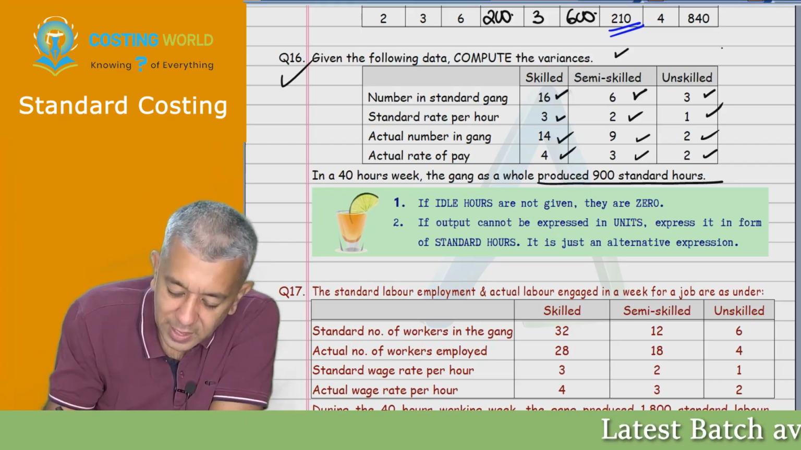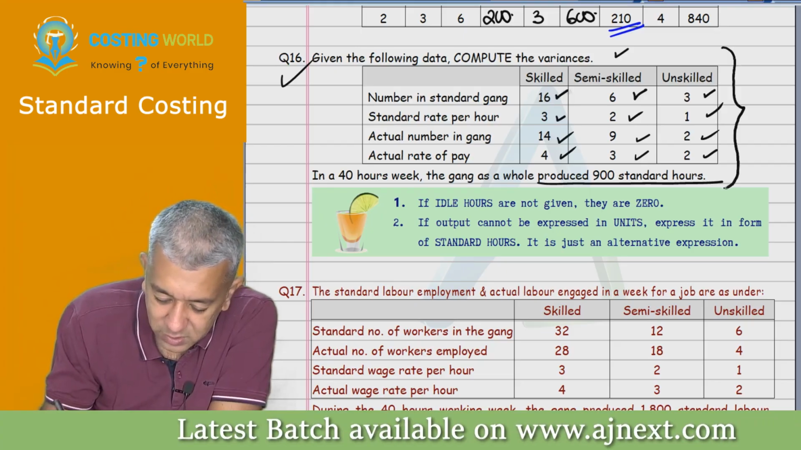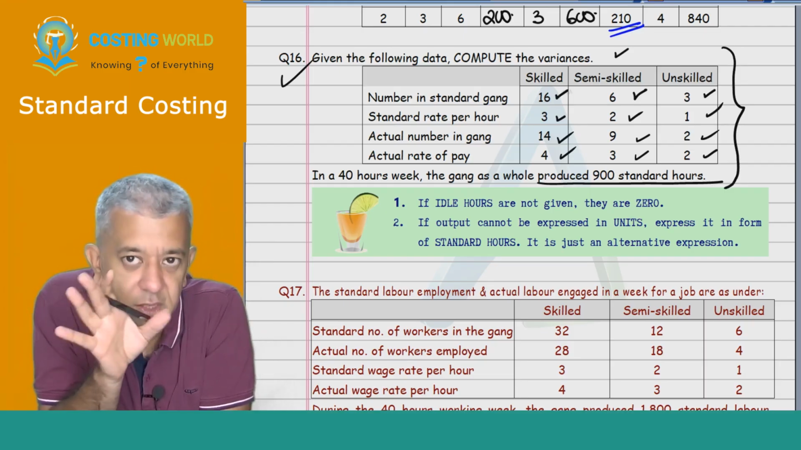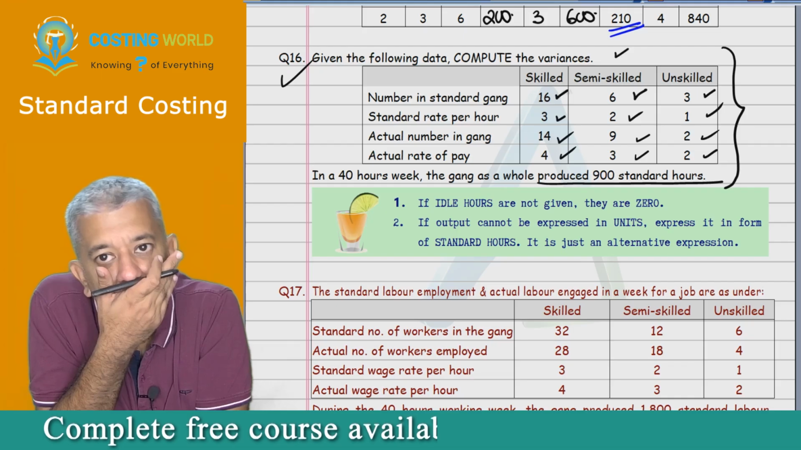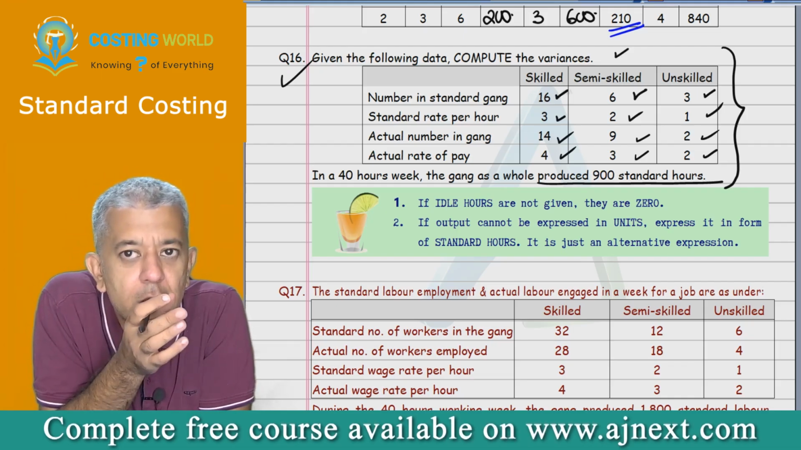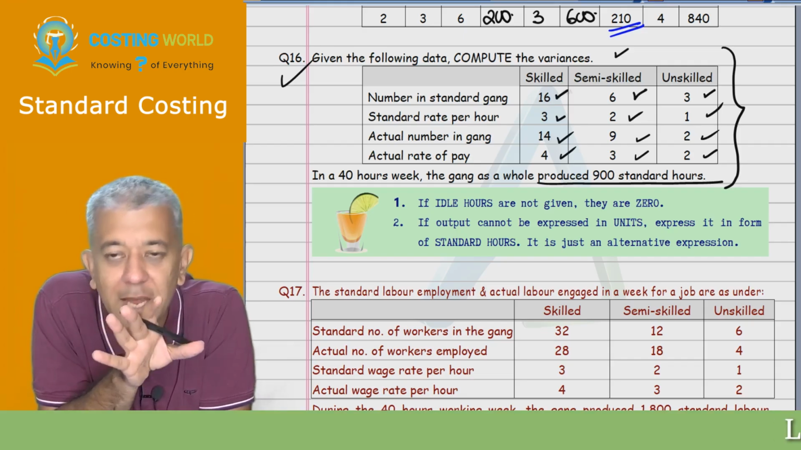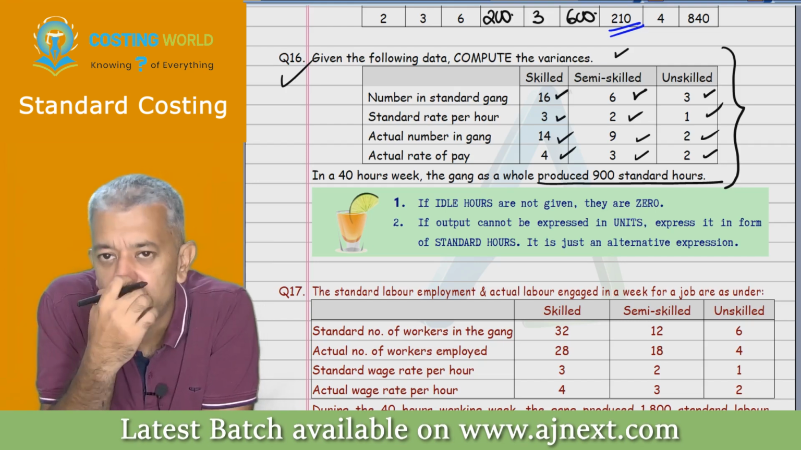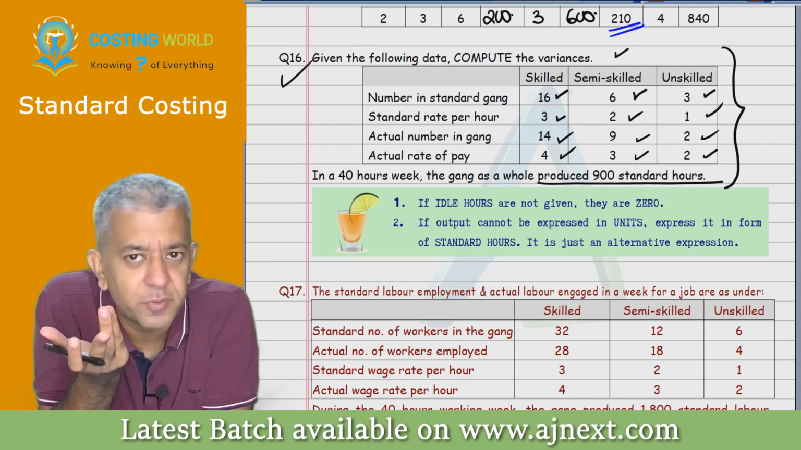You all tell me, in this entire question, which is approximately 6 lines, do you see a word called units? Just asking. No. Do you see a word like job or something? No. So, output cannot be expressed physically in terms of units or in terms of jobs. We'll try to express it in the form of standard hours.